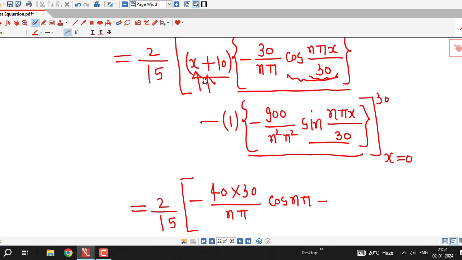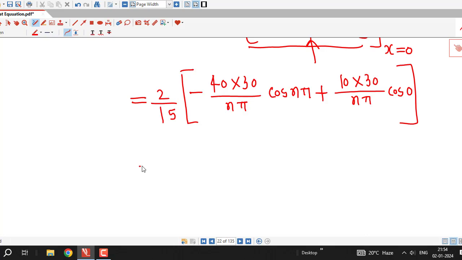If I take x equal to 0 here, I will have 10 and into minus 30 divided by n pi, and there is 1 minus from the lower limit, so that I consider as negative negative positive, and what I am left with is 10 into 30 divided by n pi, let me write cos 0, and this other term is going to be 0 because sin 0 is 0. Now here we can see that 30 over n pi we can take common, so let me take 30 over n pi outside the bracket.